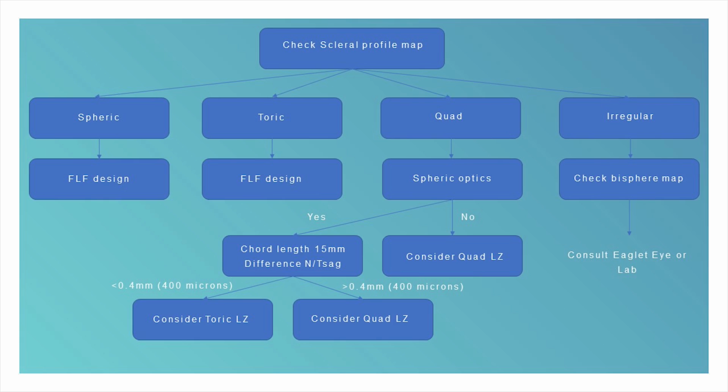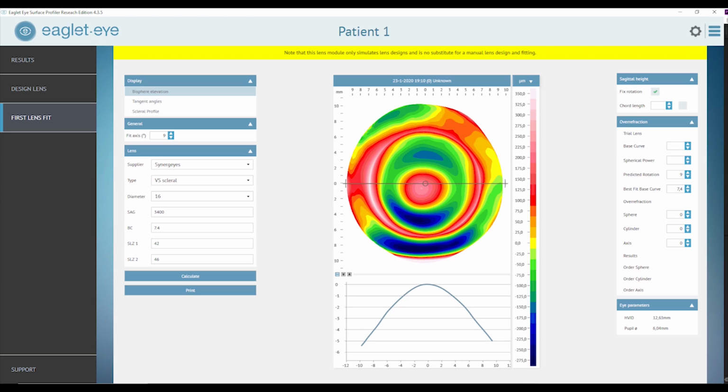Quad specific profile map, spheric optics, yes. Chord length at 15 millimeters, the N-sec T-sec difference is below 400 microns. So I made my choice for a toric landing zone. So I move on to the first lens fit algorithm. I have been checking the HVID. For this example, I've selected the VS Scleral.